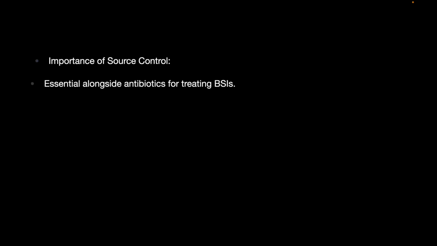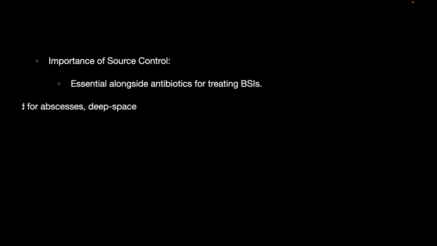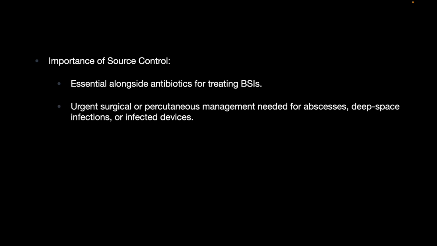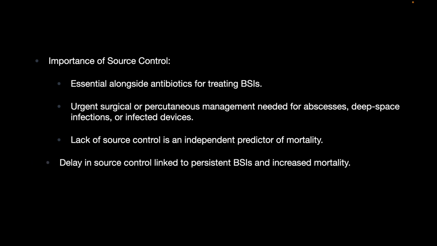Now, source control is very important, essential alongside antibiotics for treating the bloodstream infection. Urgent surgical or percutaneous management is needed for abscess, deep-seated infection and infected devices. So once you get an infection and you have lines, always change the lines first, treat the abscesses and remove the pus. The lack of source control is an independent predictor of mortality.